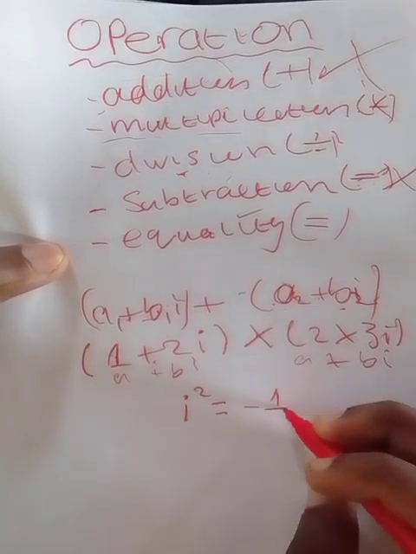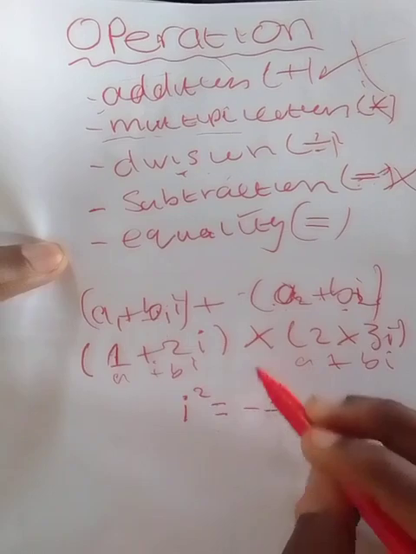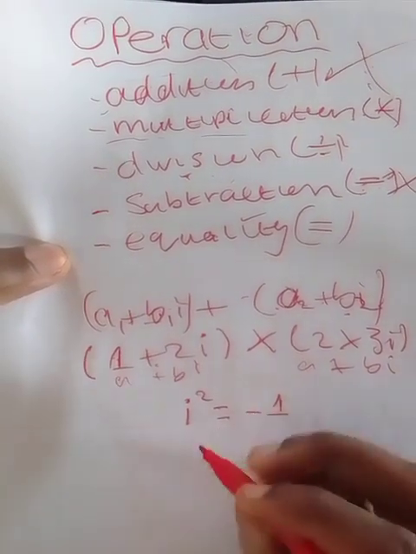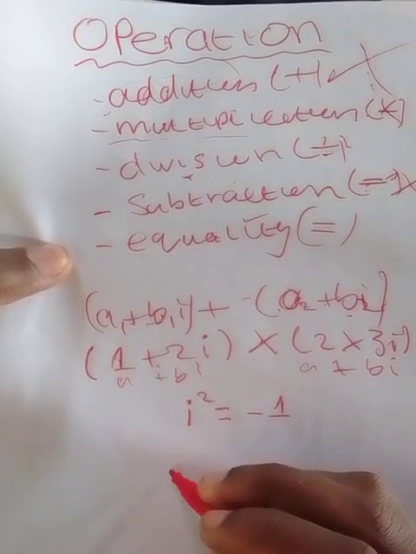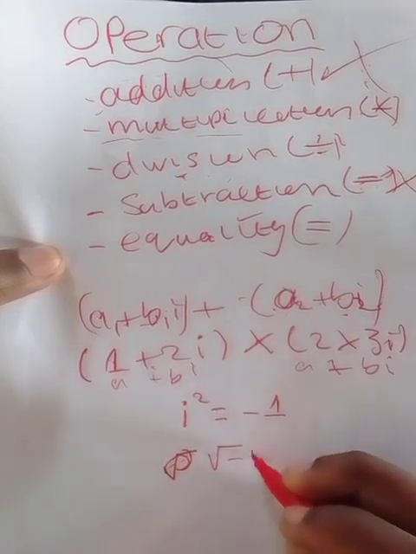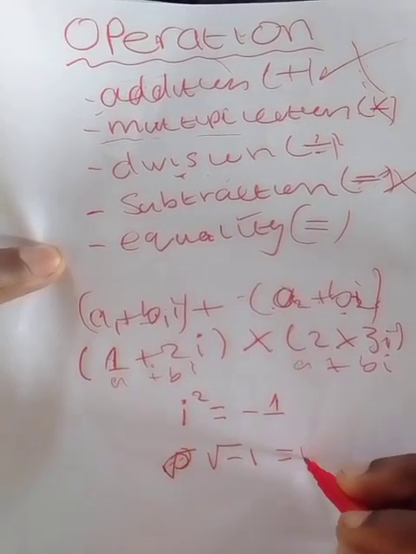Now, where does this come from? The guy who discovered the complex numbers, you remember when I said that if you have a negative under the root, it is the same as having 1 with the i.